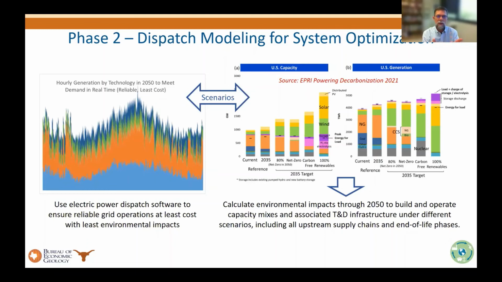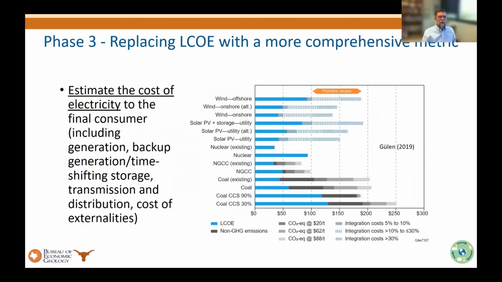And so the dispatch modeling will be for system optimization, but also to minimize the overall environmental footprint throughout the entire supply chain, depending on what the grid mix is. We will be starting that this summer, and we hope to complete that within a year or so. But that's probably a bit ambitious. And then eventually we are going to replace the levelized cost of electricity with a more comprehensive metric that we call the consumer cost of electricity.